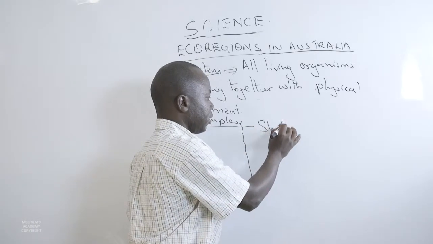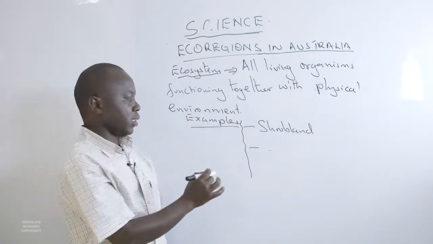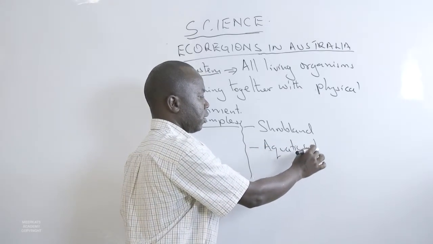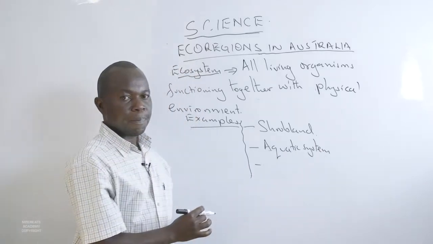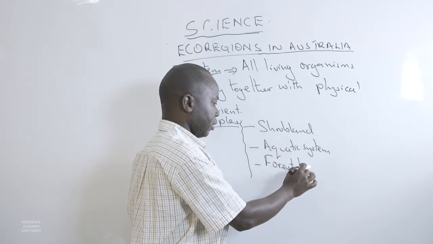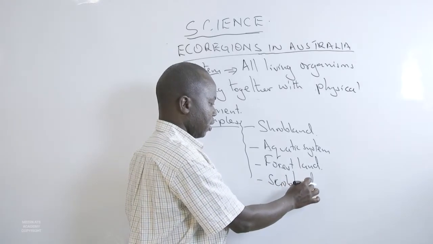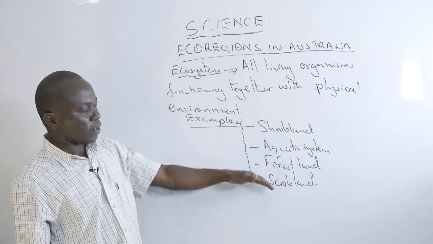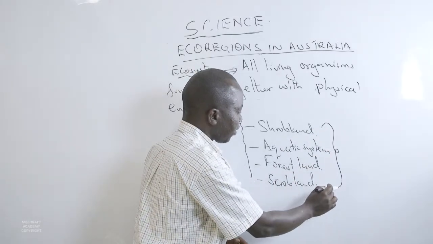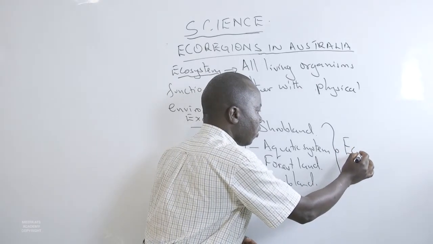shrubland. Could be aquatic systems, water systems. It could be forest systems, forest lands, scrublands. So when we have these ecosystems linked together, several ecosystems linked together, they form an ecoregion.